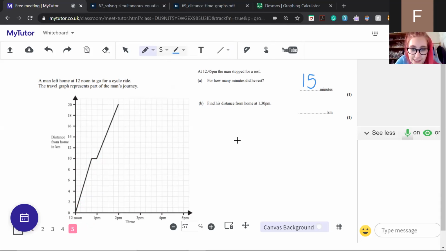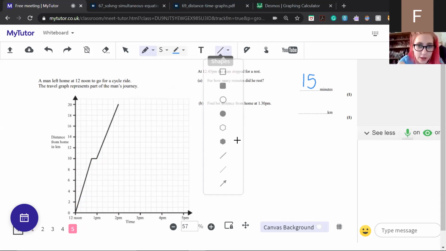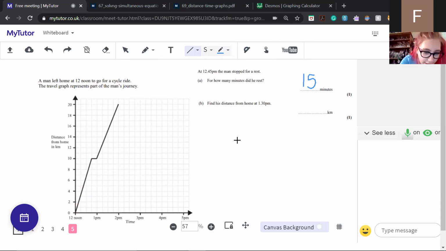So find his distance from home at 1:30 p.m. This sounds like an interesting one. Let's have a look at this. So what we do, let's find where 1:30 is. It's here, halfway between 1 and 2, and go up to the graph. Cool, we can see where that hits it. And where is he at that time? He's here. So what's that? 15 kilometers. So the answers to both of those are actually 15. Yeah, brilliant. I think people were getting that. So hopefully that makes sense.